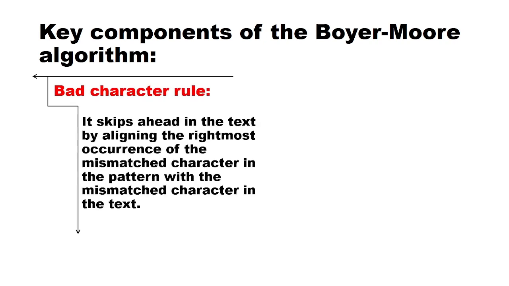Let's start off with the bad character rule, which is a Boyer-Moore rule that helps us quickly skip unnecessary comparisons during pattern matching by pre-computing a bad character shift table. We efficiently adjust the pattern's position based on the last occurrence of the mismatched character. This smart shifting minimizes comparisons and enhances the algorithm's overall performance.